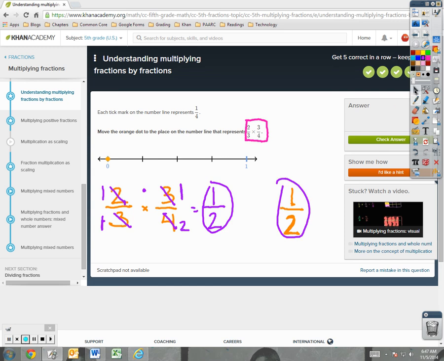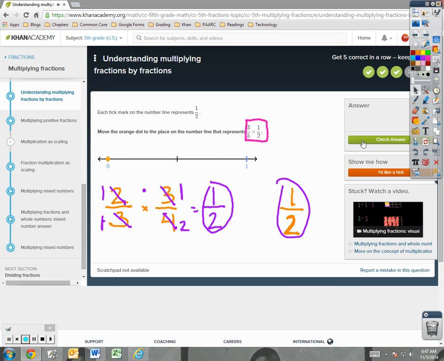Now it says to move the tick mark to 1/2. And it says each tick mark on the number line represents a quarter. So look, there's a quarter. There's a quarter. Is that a quarter? So each tick mark, oh, but let's see. So that's not really a tick mark. It's these that are tick marks. So that's a quarter. That is a half. So 2/3 times 3/4 is 1/2.